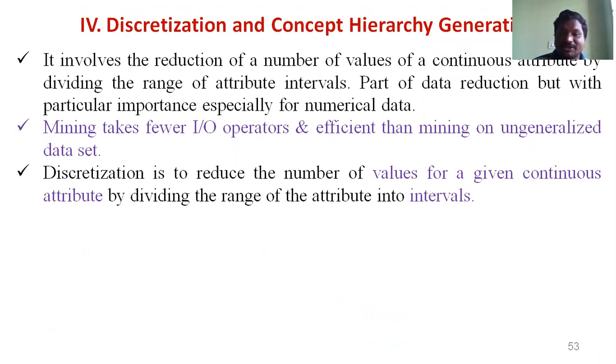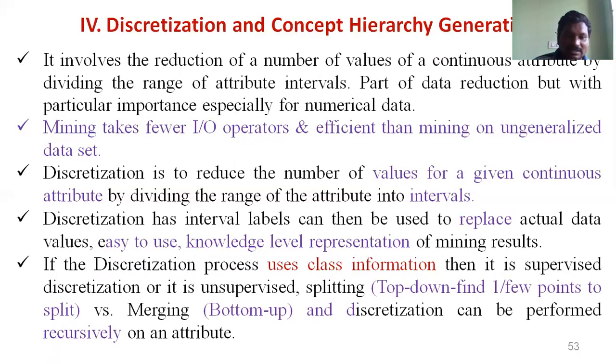Discretization reduces the number of values for a given continuous attribute by dividing the range of the attribute into intervals. The interval labels can be used to replace the actual data. It makes the knowledge-level representation of the mining result easy to use. There are bottom-up and top-down approaches. In this process, we are converting low-level data information into high-level data information.